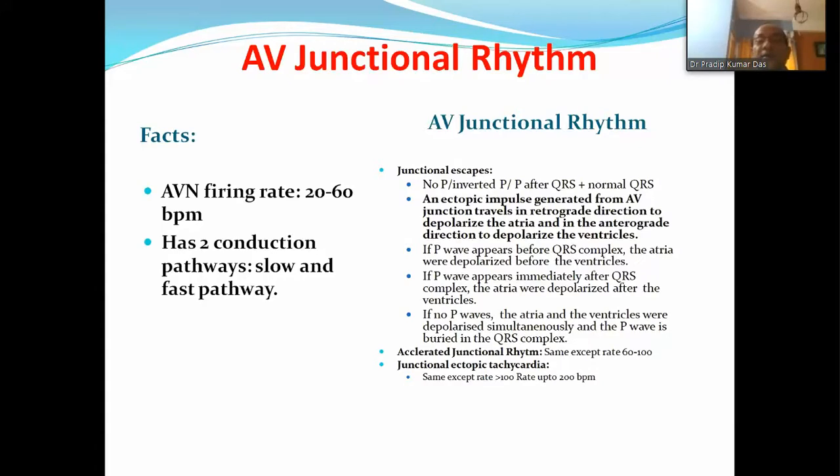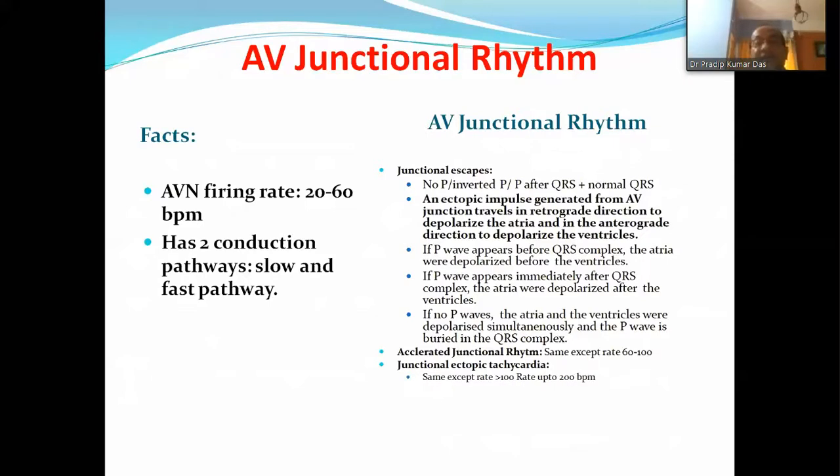If no P waves, what is the scenario? The atria and the ventricles were depolarized simultaneously, and the P wave is buried in the QRS complex. As the atria and ventricles are both simultaneously depolarized, the QRS is a large complex and the P wave is buried, so there may be no visible P wave. If there is no P wave, it is not that there is actually no P wave, it is actually buried under the QRS complex.